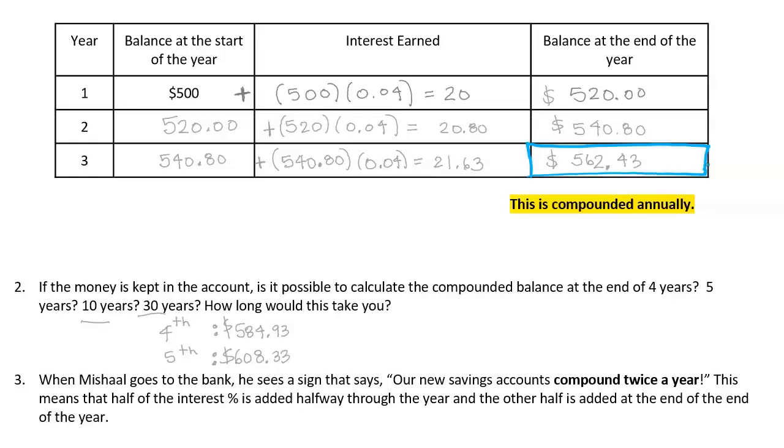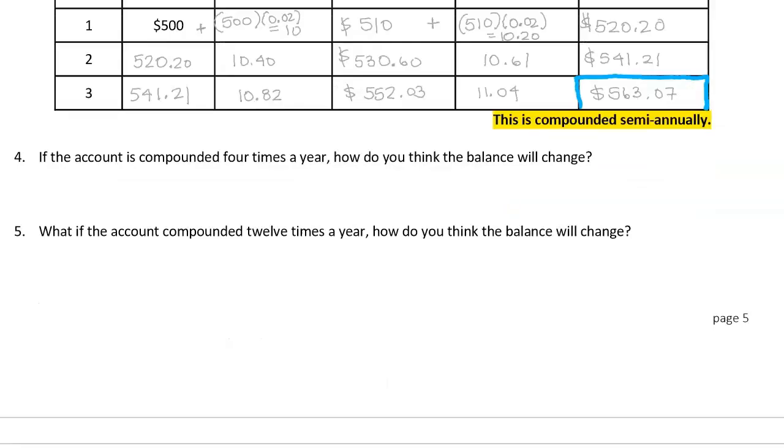It may seem that it's not that big of a difference. If we were to increase our principal or increase our rate, the balance at the end of our term would be bigger. Problem 4 says, if the account is compounded 4 times a year, how do you think the balance will change? And as we saw here, when we increase the compounding, it gets larger. And the same thing would happen on problem 5. Instead of 4 times, if we did 12 times, then the balance will change. It will get even bigger.